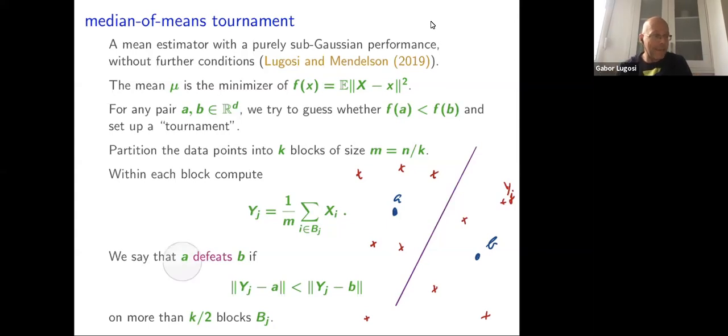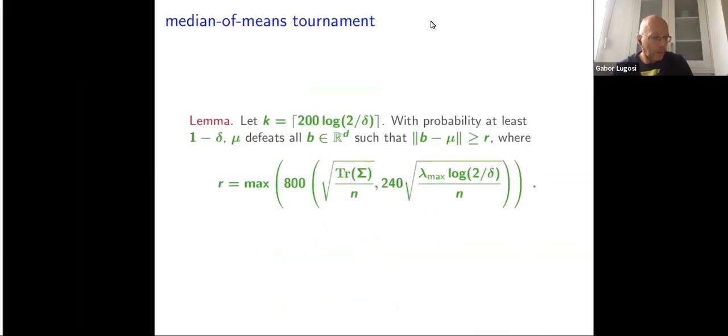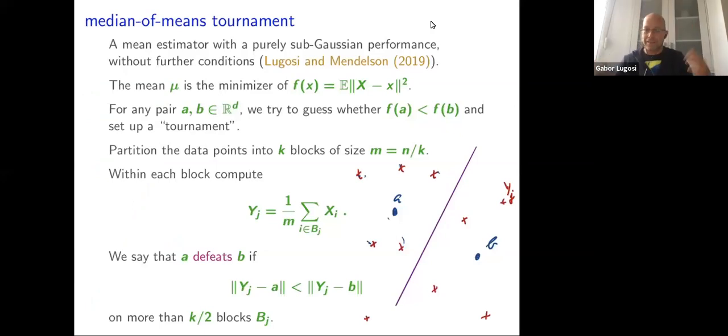We partition the data into these blocks, and now we say that A defeats B if the majority of these block averages are closer to A than to B. In this little picture, here's A and here's B, and now we count how many of these red crosses, the Y_i's or the Y_j's, are closer to which. There are 1, 2, 3, 4, 5, 6 closer to A, and 1, 2, 3, 4 closer to B, so A is better. This is how we compare candidates. This is the main idea, and I will say in a second how we can construct an estimator based on this idea.